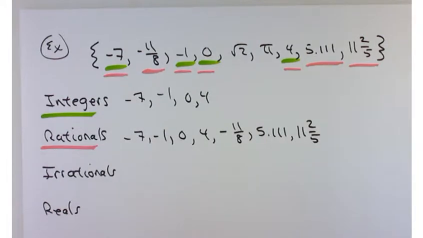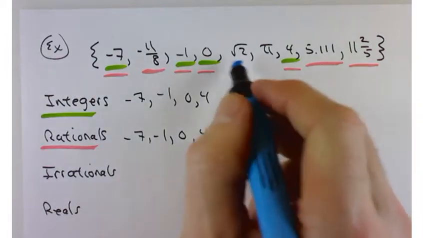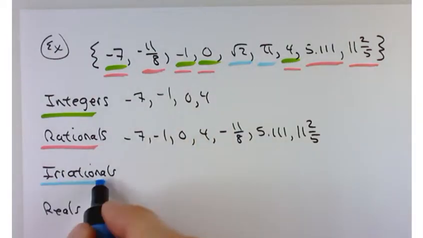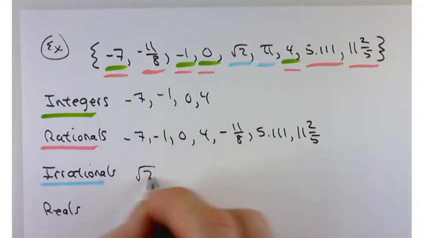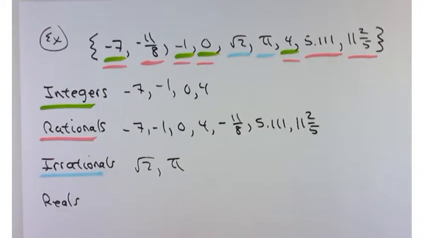Now what's gotten left off? What haven't we used? Square root of 2 and pi. Those are your irrationals. Those are pretty strange numbers. They never end. They never even repeat. So square root of 2 and pi, those are your irrationals.